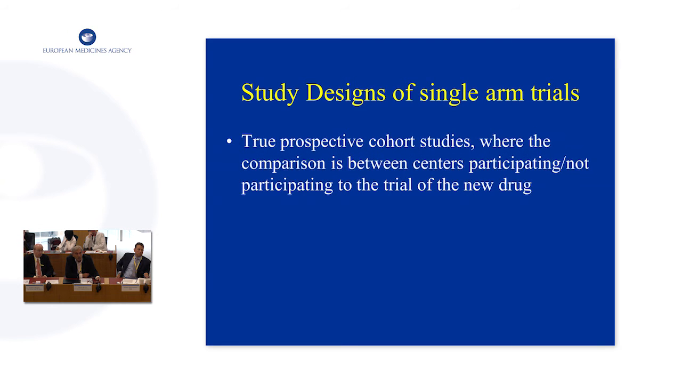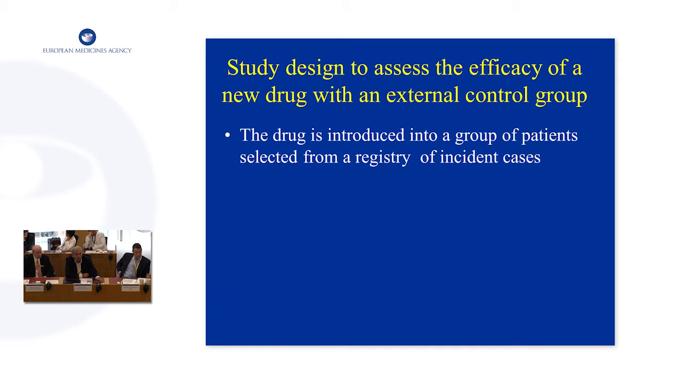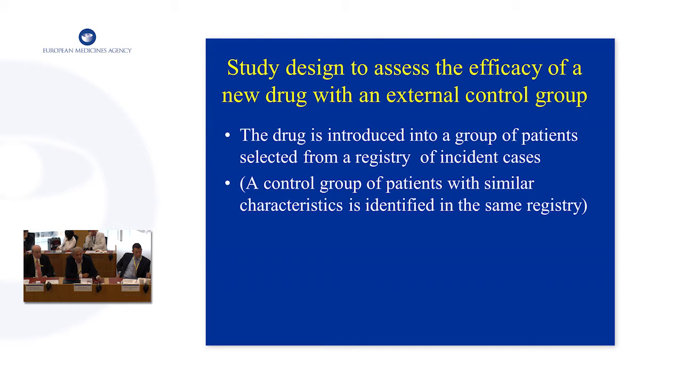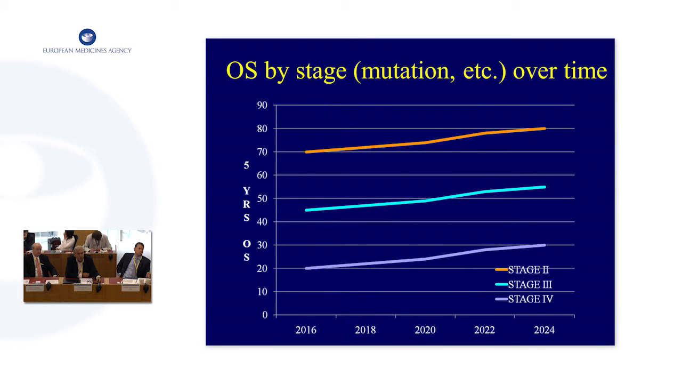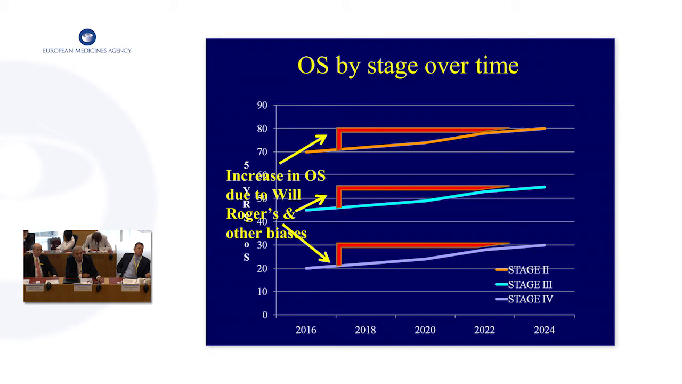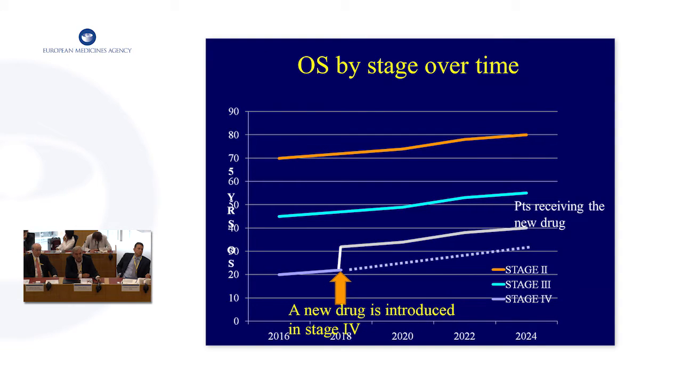And we might conceive 2 types of prospective studies of single-arm trials. True prospective cohort studies, where the comparison is between centers participating and not participating in the trial of a new drug, or single-arm trials nested into a population or disease registry, when the drug is introduced into a group of patients selected from a registry of incident cases. If it's possible, you have a concurrent control group of patients with similar characteristics, and you can estimate the historical trend in prognosis, and you expect a sudden change in prognosis only in patients eligible for the new drug. If these are 3 stages or 3 molecular variants of the same disease, and these are the increase due to the historical trends, when you introduce a new drug in a specific subgroup, you expect only patients receiving the new drug to show a benefit along the same historical trends.